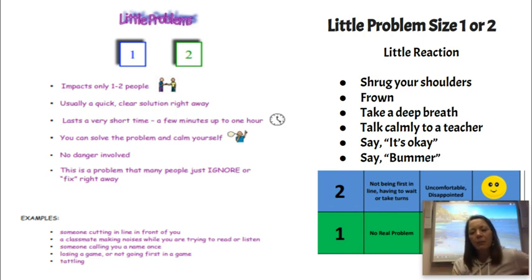An example of a size 1 or 2 problem might be someone cut in line, or a classmate is making noises, or in this case, maybe your brother or sister is making a noise when you're trying to do your homework, or someone calling you a mean name. That's a size 1 or 2 problem. In relation to that size of a problem, your reaction should just be shrugging your shoulders or maybe frowning, taking a deep breath, just saying to yourself, it's okay, or bummer.